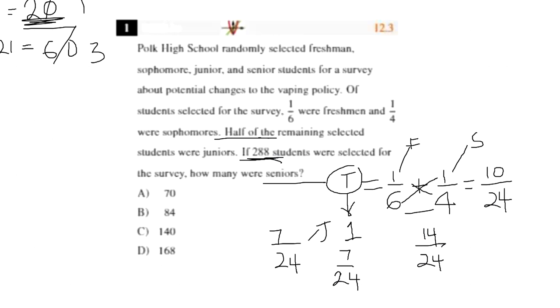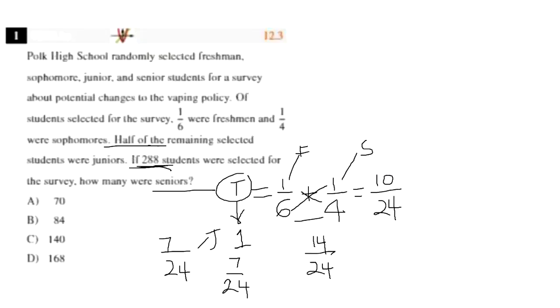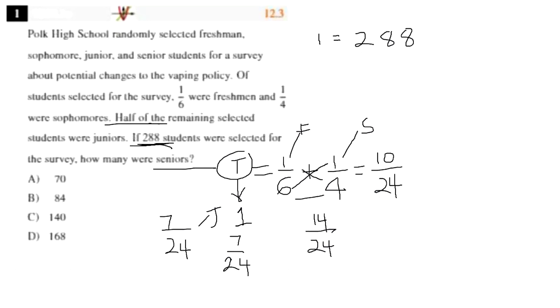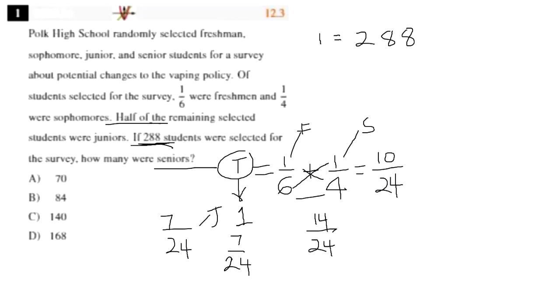Now this is where it becomes very interesting. Now you've been given total. Total, you know, is what? 1. So 1 is to what? 288. Okay, 1 is to 288. And we are being asked to look for what corresponds to seniors. And we know the fraction for seniors here is what? 7 over 24. So you are looking for 7 over 24.